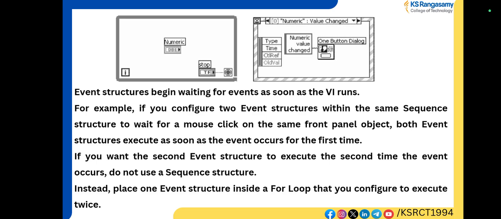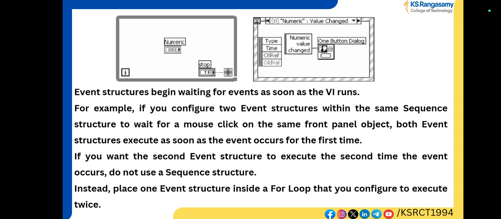Suppose the event structure is outside the while loop and front panel locking is enabled for the numeric value change case. If you change the numeric control value, an event occurs. The event structure executes once and handles the value change event. If you change the value of the numeric control again, another event occurs and the user interface locks because front panel locking is enabled. The event structure already executed once and it is not inside your while loop, so it cannot execute again to handle the second event.